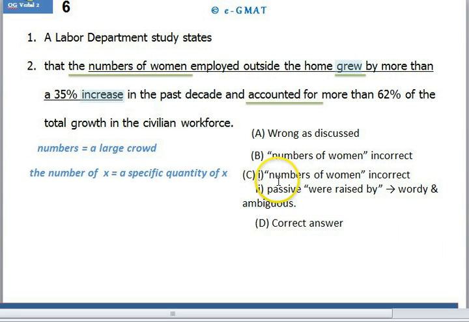In choice D, we see that the numbers of women has been turned to the number of women, which is correct, and we have just one expression, increased, here, so D seems to be the correct answer, but we will evaluate choice E as well.